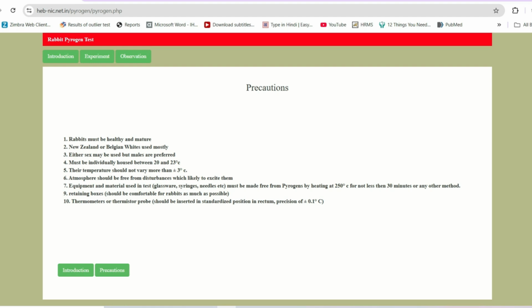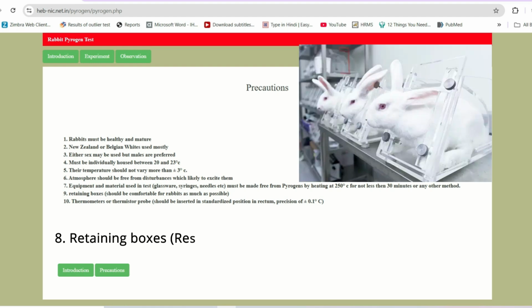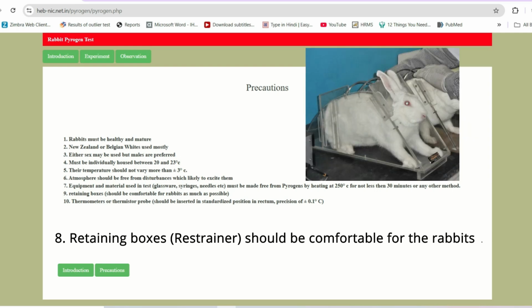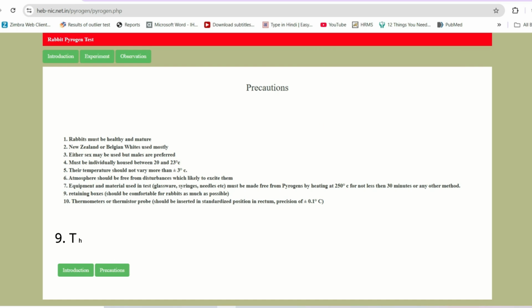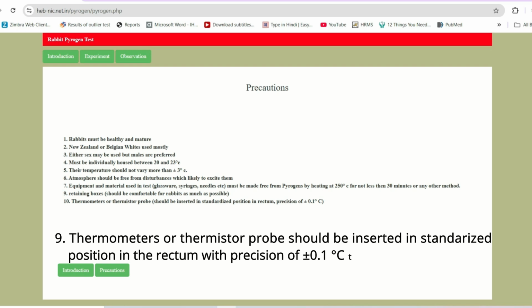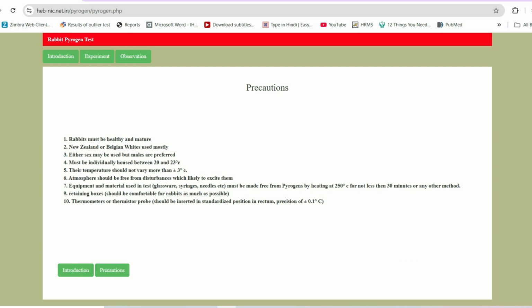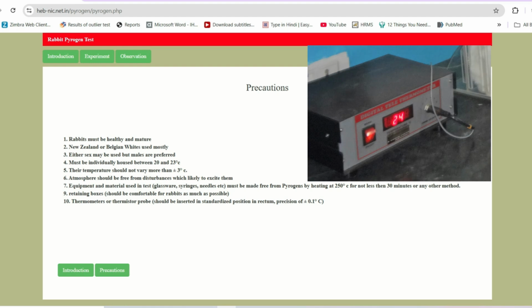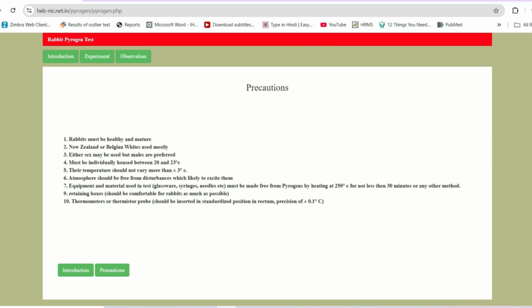Next we will check that the restrainer boxes should be as comfortable for the rabbit as possible. Whichever restrainer you are using should not fit too tightly on the animals. Thermometers or thermistor probes should be inserted in standardized positions in the rectum, with a precision of plus or minus 0.1 degrees Celsius. So the least count of the instrument should be 0.1 degrees Celsius. It should be calibrated. The telethermometer which you are going to use for this experiment should have a sensitivity of 0.1 degrees Celsius. So these precautions you have to follow before conducting the experiment.